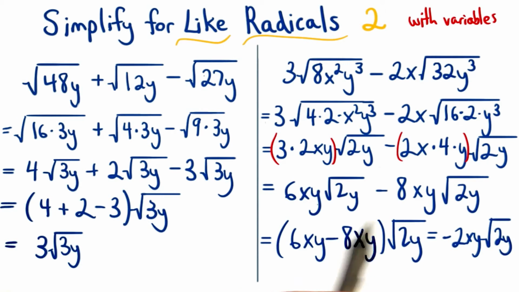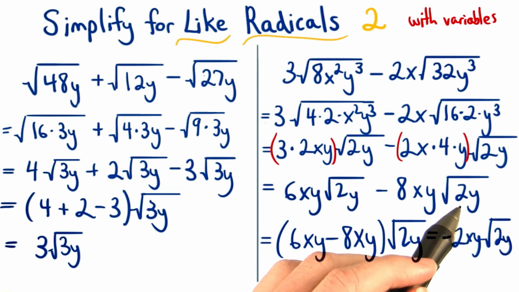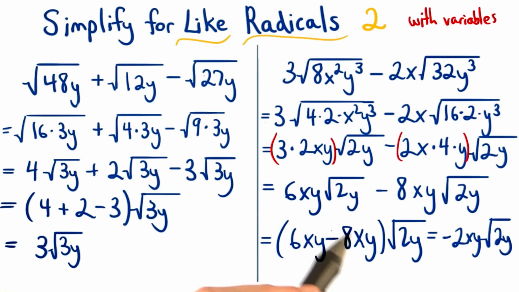Now we subtract these two radicals. We use 6xy minus 8xy to get negative 2xy times the square root of 2y, our final result. Keep in mind there were two reasons why we could subtract here. We subtracted because the radicals were like, and we subtracted because these polynomials were like terms. We're really packing on the algebra now.